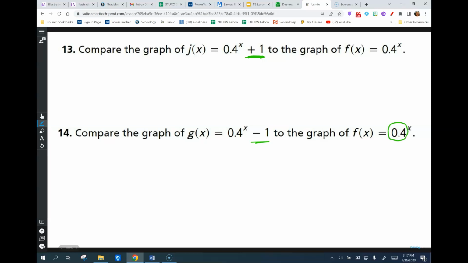And if you're ever in doubt on the homework, just go out to Desmos and plug in the functions. Plug in the parent function first. So right here, that is your parent function, right? This is the parent function. So now I then plug in this one and I can compare.